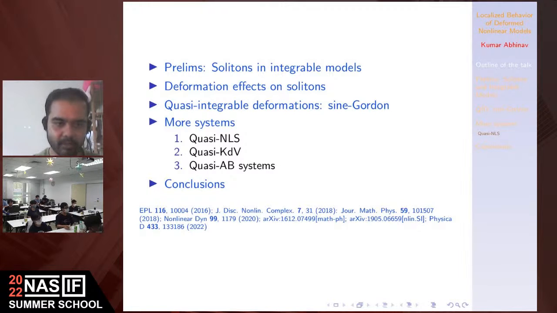Then I'll be talking about a particular deformation mechanism called quasi-integrable deformations. And I will list a few very standard, well understood systems where this particular kind of deformation has been used. The main example will be the Sine-Gordon model. Then I'll go to the nonlinear Schrodinger equation, or NLS. Then KdV, or Korteweg-de Vries system. And finally, there is something called the AB system, which is a generalization of the Sine-Gordon system. So I list out these examples and then we will conclude.